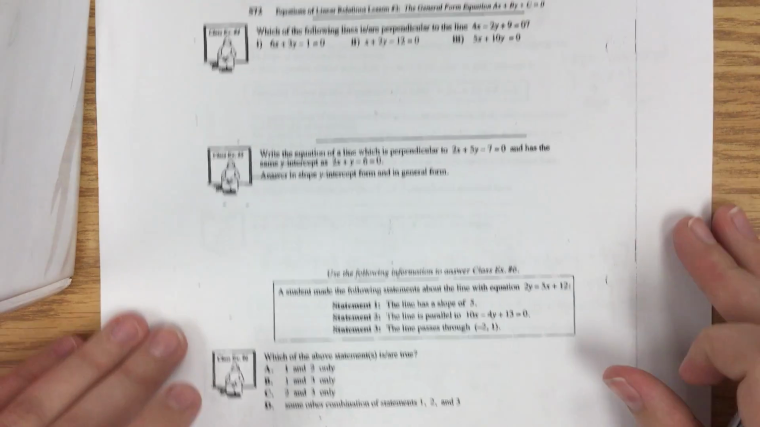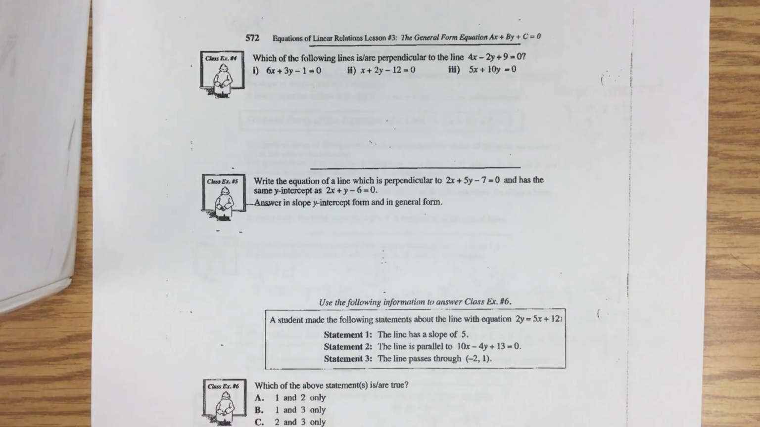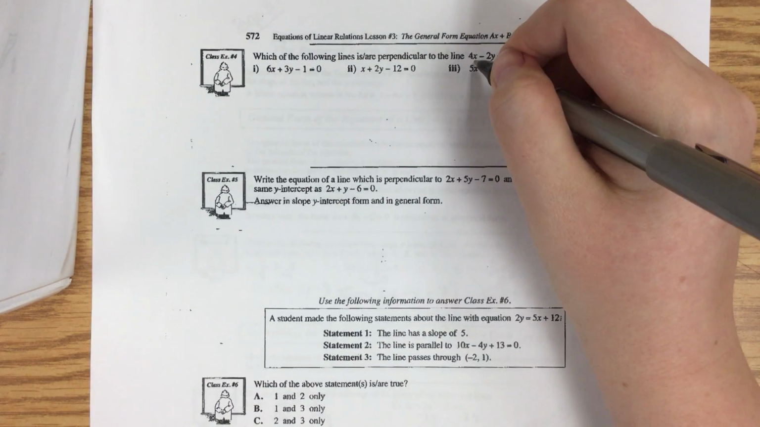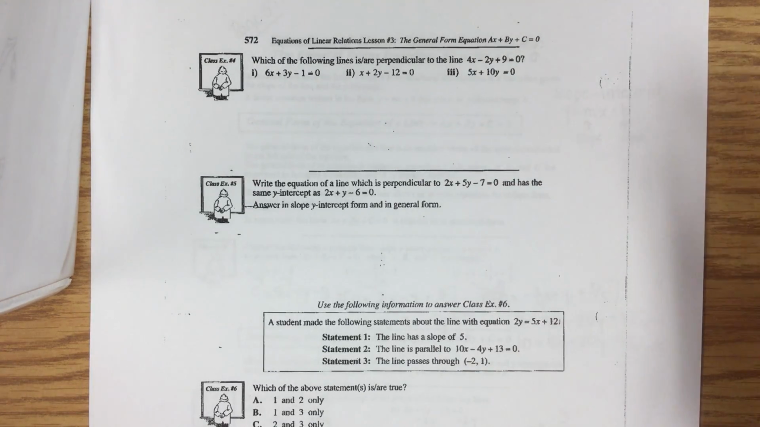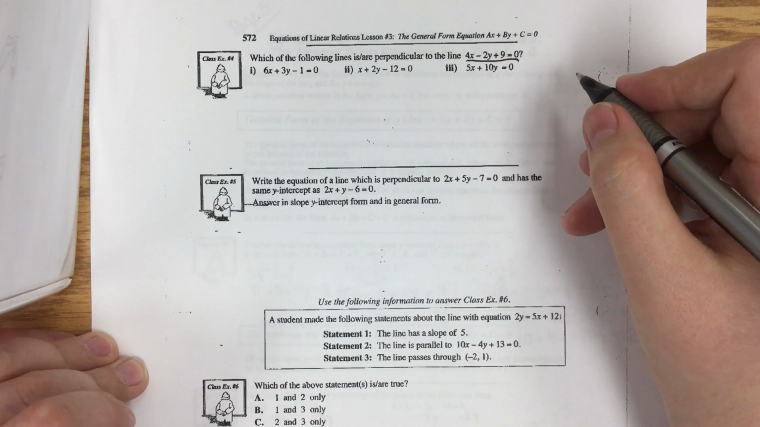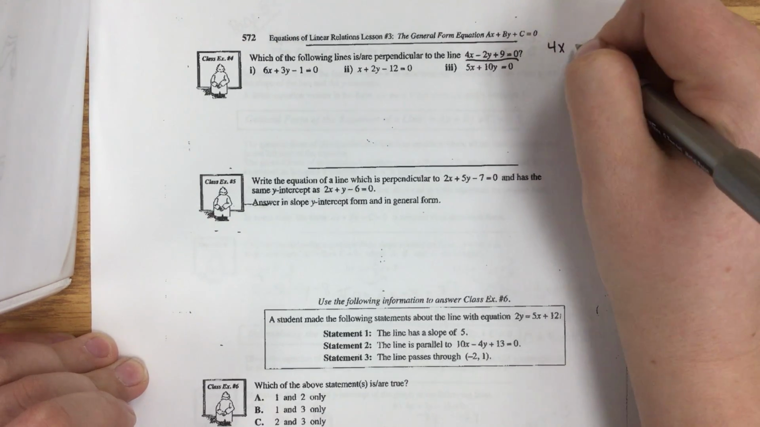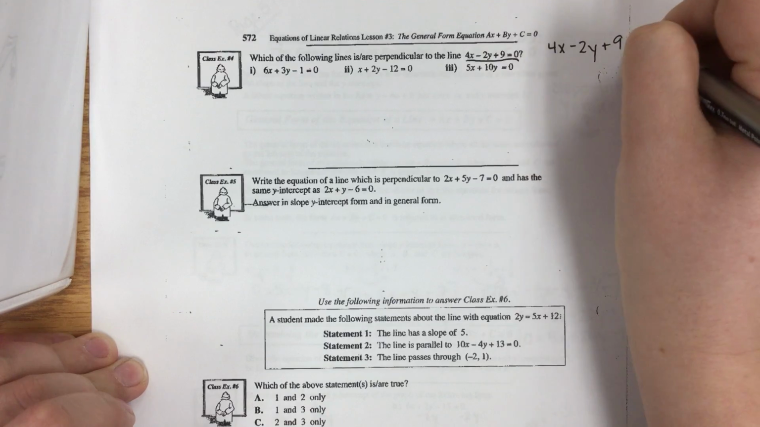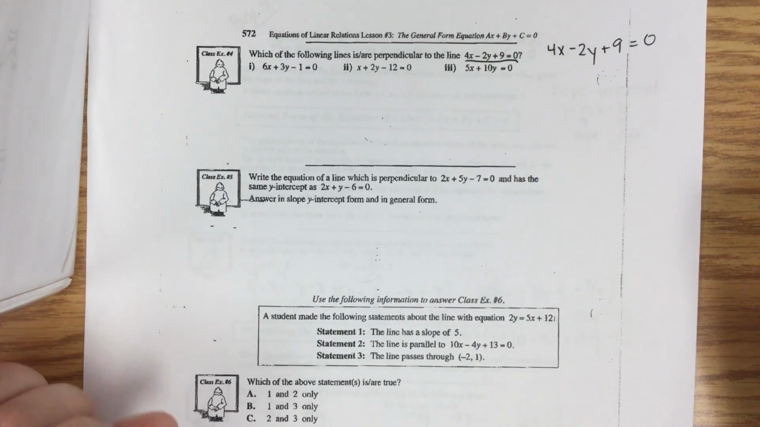Class example number 4. Which of the following lines is or are, so it could be more than one, perpendicular to the line 4x minus 2y plus 9? In order to answer this question, I have to know, first of all, what is the slope of this line? Because I need to know what's perpendicular to that line. So I'm going to start by taking this equation they gave me, 4x minus 2y plus 9, over to the side. And I want to know what is the slope of that line.